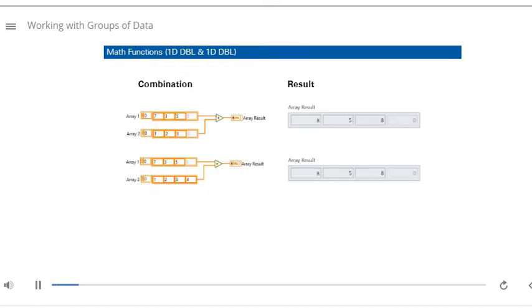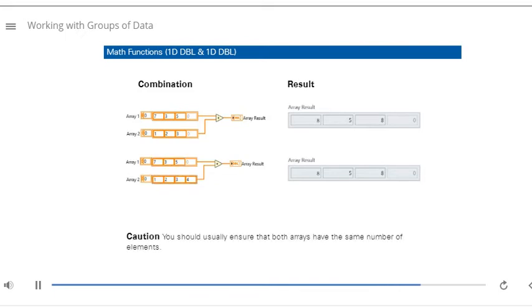If you use an add function to add a 1D DBL array with another 1D DBL array, the add function adds each element pair together, but it will only do this until the last element in the shorter array. Notice in the second example, the top array has 3 elements and the bottom has 4 elements, so the array result only contains 3 elements.